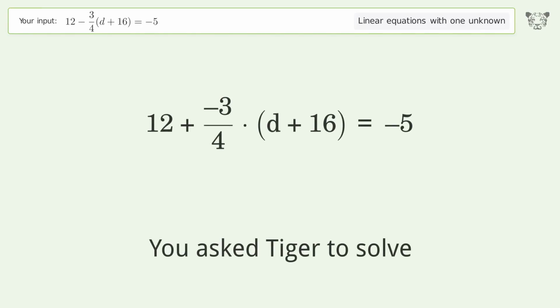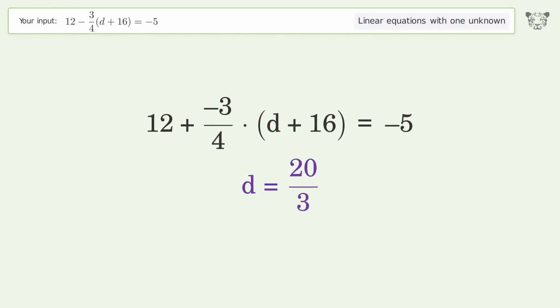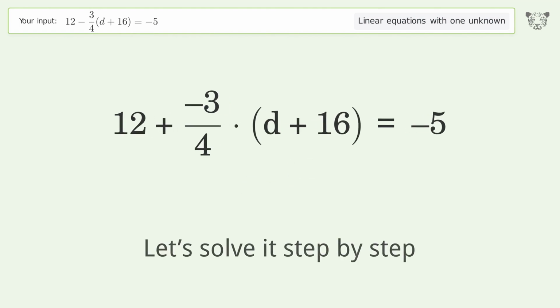You ask Tiger to solve. This deals with linear equations with one unknown. The final result is d equals 20/3. Let's solve it step by step.